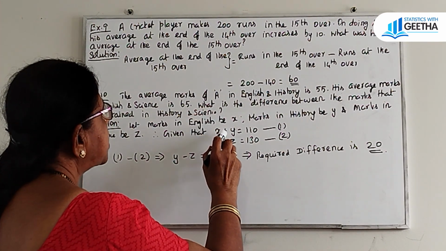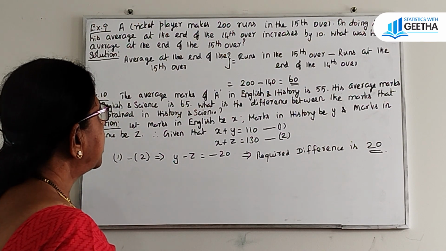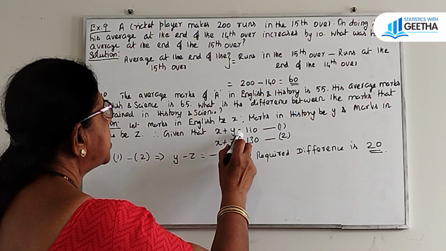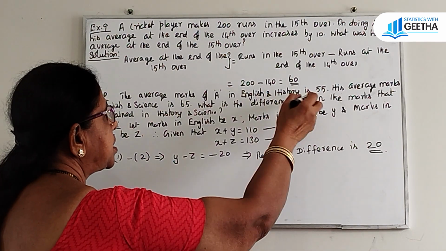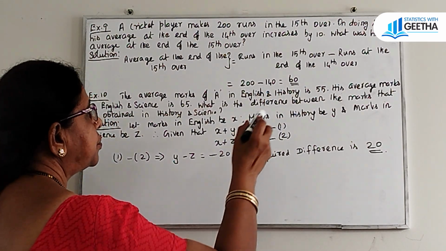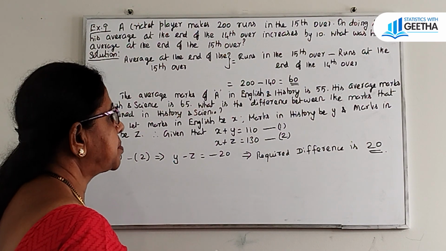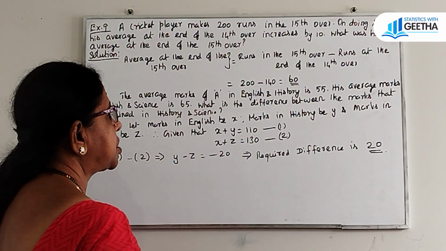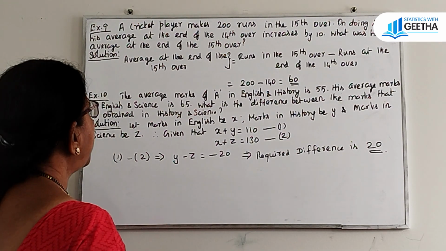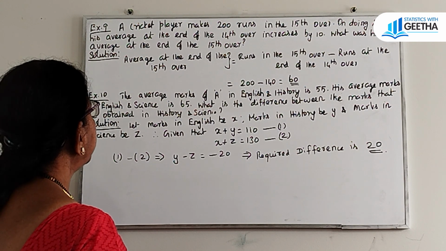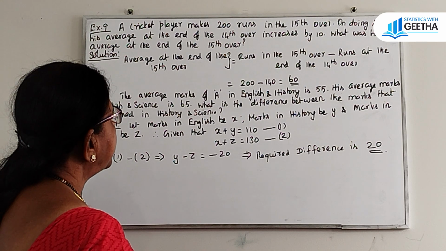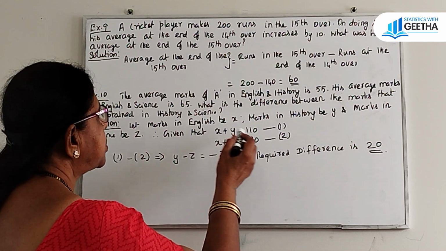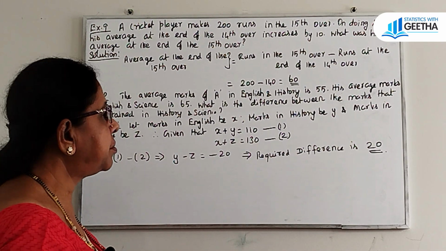Given that x plus y total marks of A in English and history. அப்போ x plus y equal to, average 55, ரெண்டு சப்ஜெக்டினுடைய டோட்டல் எவ்வளவு இருக்கும்னா 55 into 2 that is 110. So x plus y equal to 110, that is equation number 1. அதே மாதிரி x plus z, ஏன்னா இங்கிலீஷுக்கும் சயின்ஸுக்கும் ஆவரேஜ் 65-ங்கிறாங்க. ஸோ டோட்டல் அப்போ என்ன ஆகும்? x plus z equal to 2 into 65, that is 130, that is equation number 2.